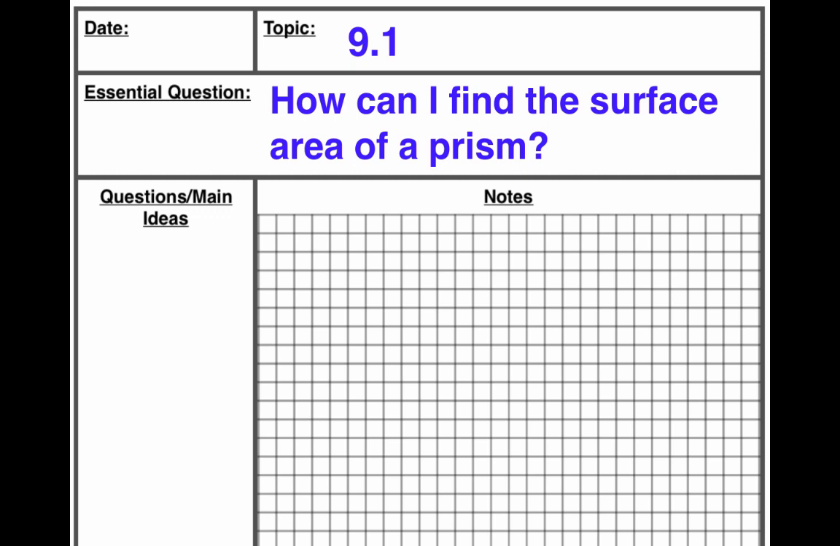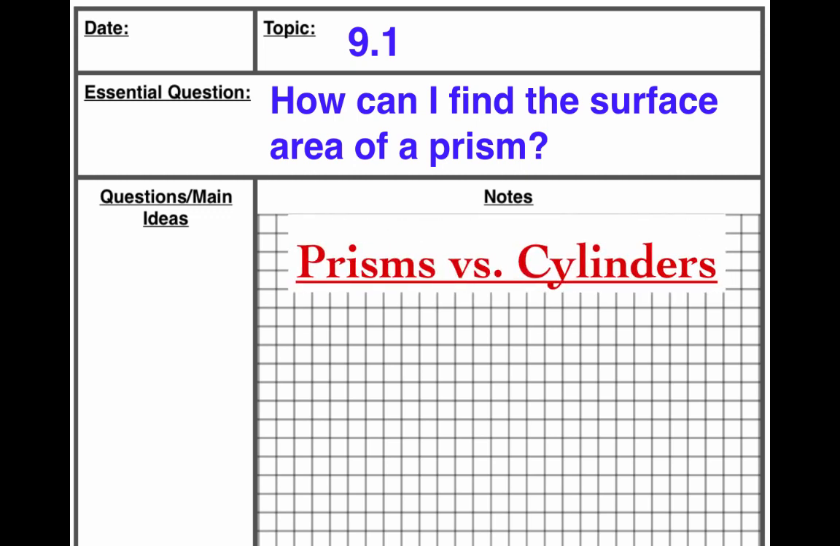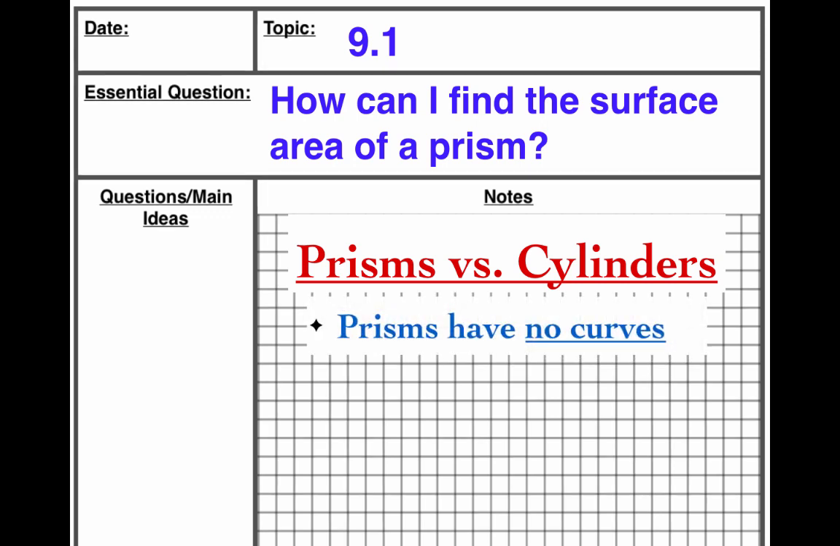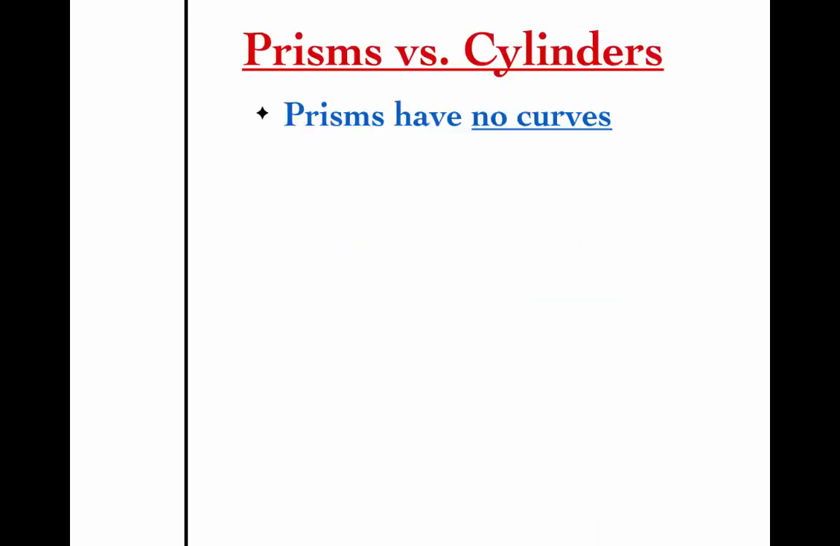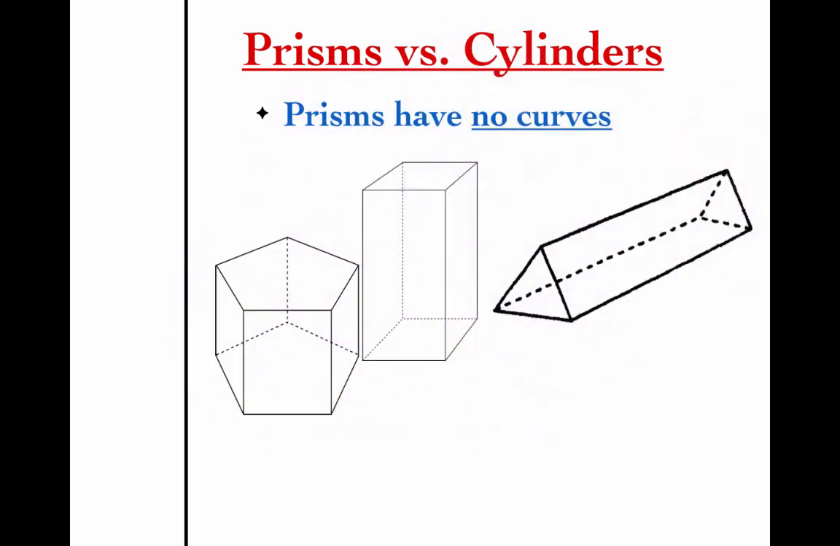So for our notes today, we're going to put a little T-chart of prisms versus cylinders. What is the difference between a prism and a cylinder? This is kind of how I like to define prisms. So here's what we know about prisms. Prisms have no curves. They are not rounded. So these are examples of prisms. Notice the very straight edges that they have. All of those are considered prisms.